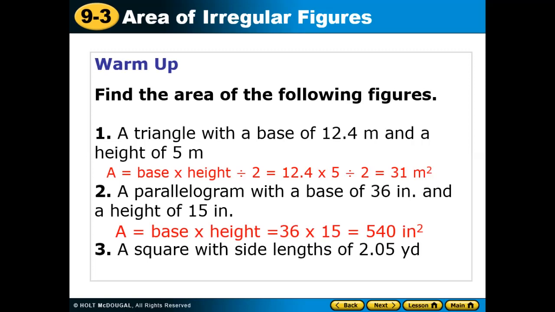The last question is a very easy question because all of us know the area of a square equals side multiplied by itself, right? Yes. So to find the area of this square, we have to multiply 2.05 by itself to get the area, which is 4.2025 square yards. Okay, do you have the same answers? Okay, let's move on to our lesson today.